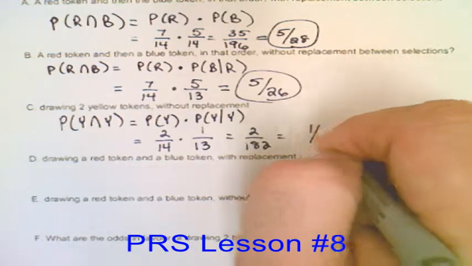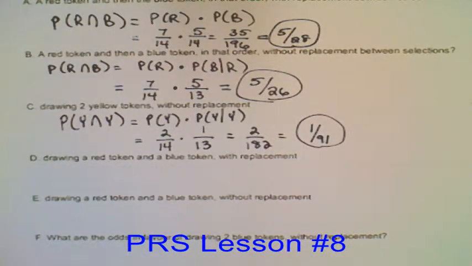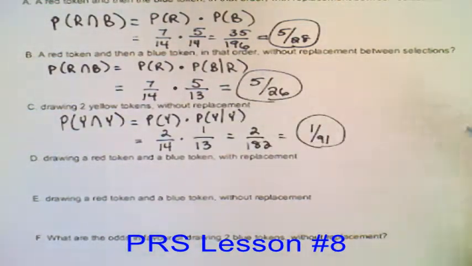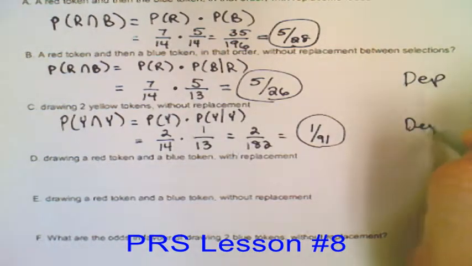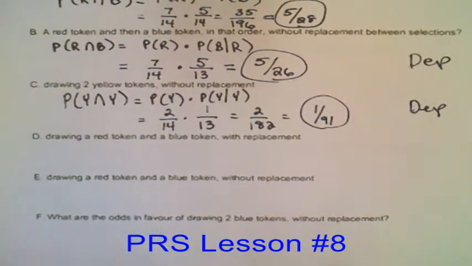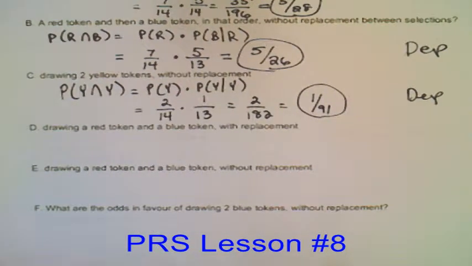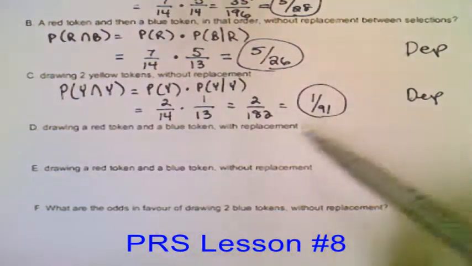The probability of drawing that last yellow, well, I've drawn one yellow, so there's only one left, but there's only 13 tokens left in the bag. So I get 2 out of 14 times 13, and I think I just said this, but I'm going to actually figure it out. It's 182, which is 1 out of 91 reduced. Okay, so that's that. You just have to ask yourself whether it's dependent or independent.